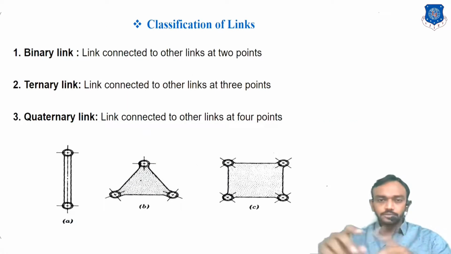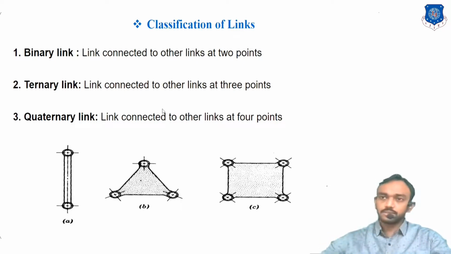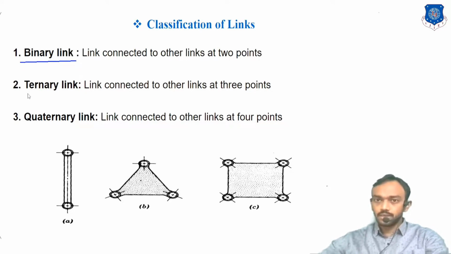Okay, as you have seen the types of link: rigid, flexible and fluid. Out of them only the rigid link will we study in particular in this chapter, because all the mechanisms which we are going to study contain only and only rigid links. But there are types of rigid link also. This is the classification of rigid link. So a rigid link can be a binary link, ternary link or quaternary link.